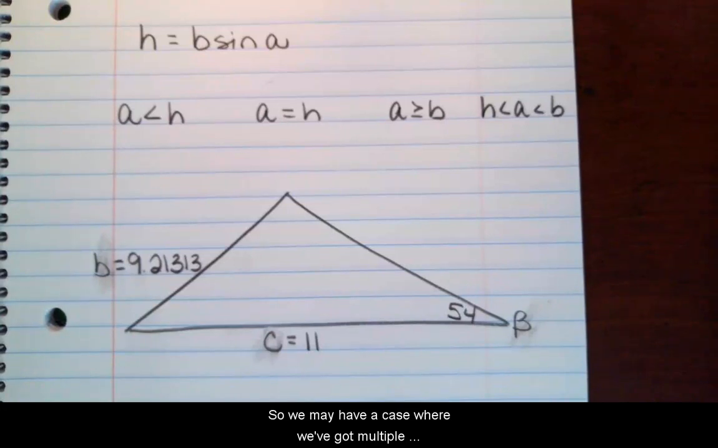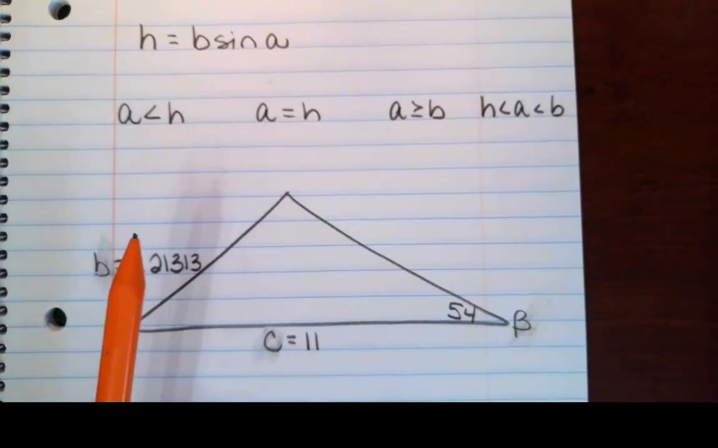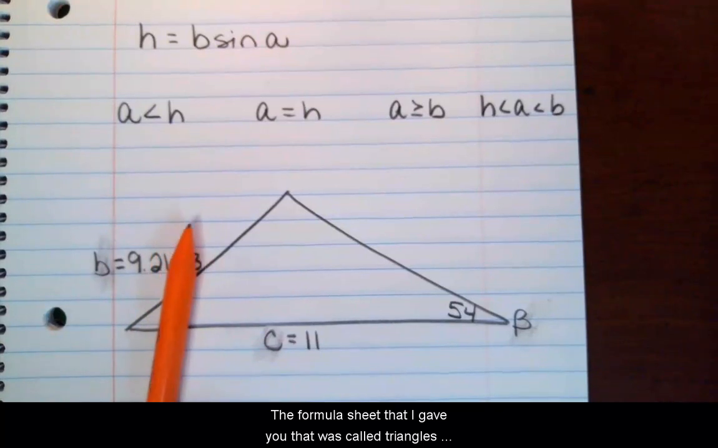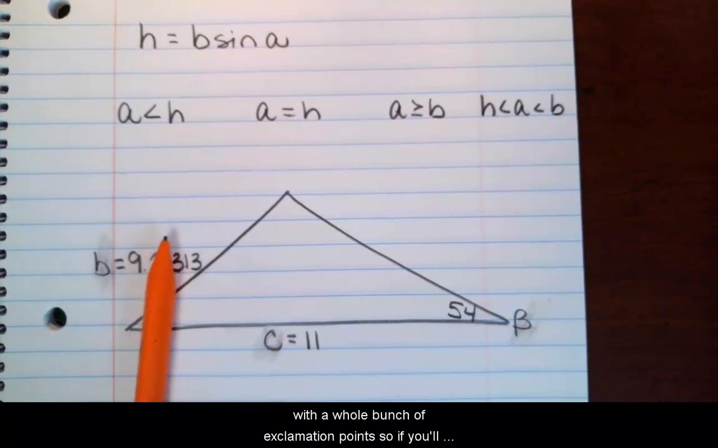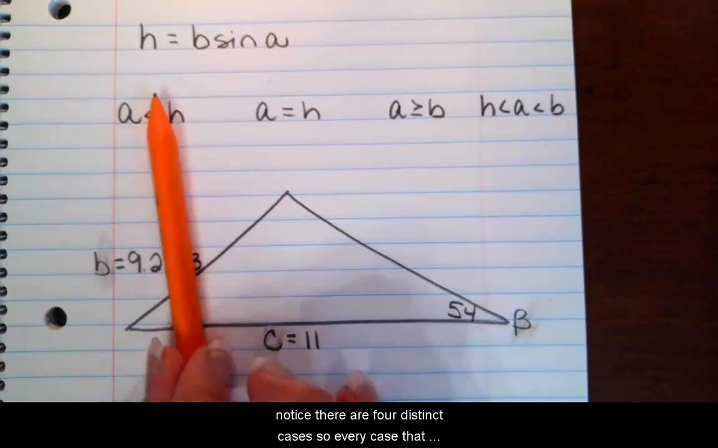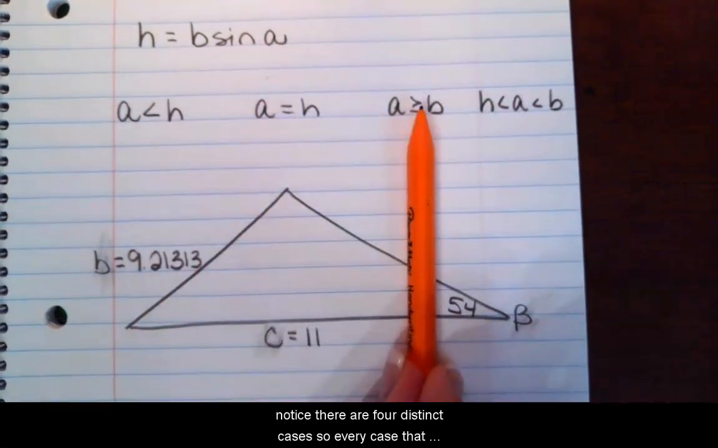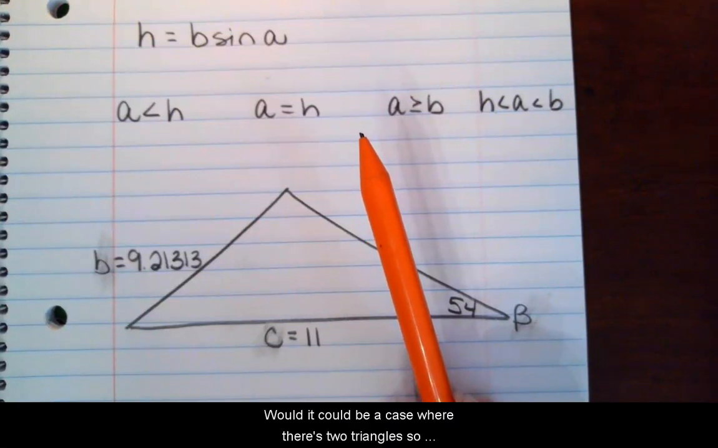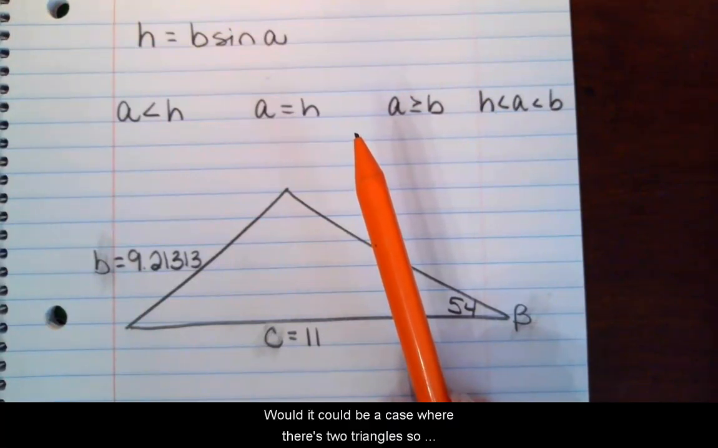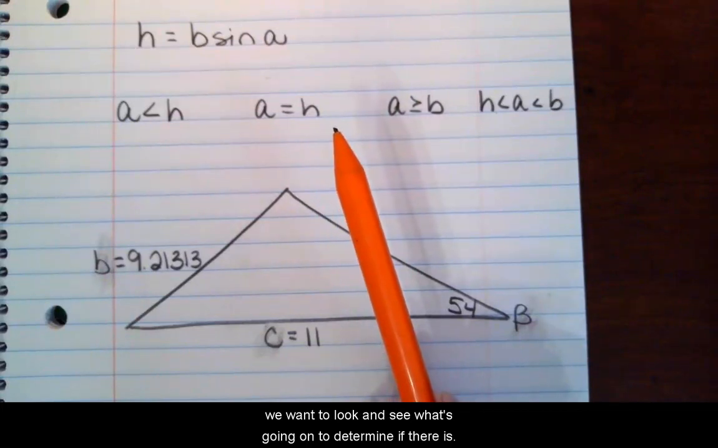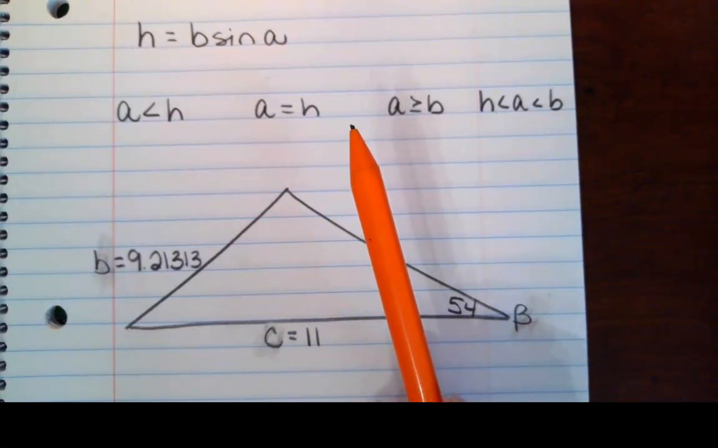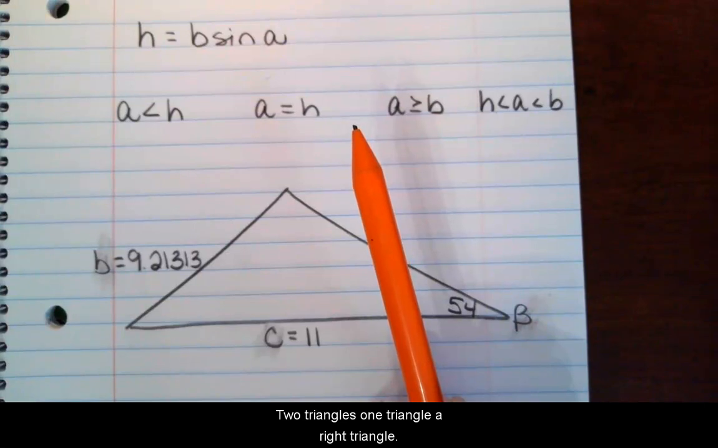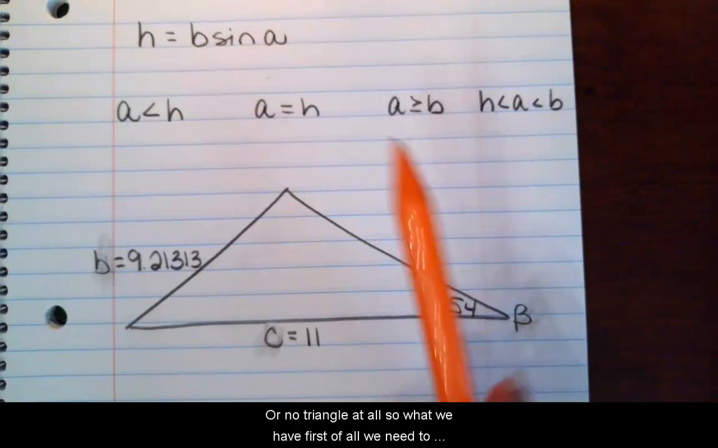So we may have a case where we've got multiple triangles based on what we've been given. This I took directly off of the formula sheet that I gave you that was called triangles with a whole bunch of exclamation points. If you'll notice, there are 4 distinct cases. Every case that we've done up until now has been one triangle. Well, there could be a case where there's 2 triangles. So we want to look and see what's going on to determine if there is 2 triangles, 1 triangle, a right triangle, or no triangle at all.